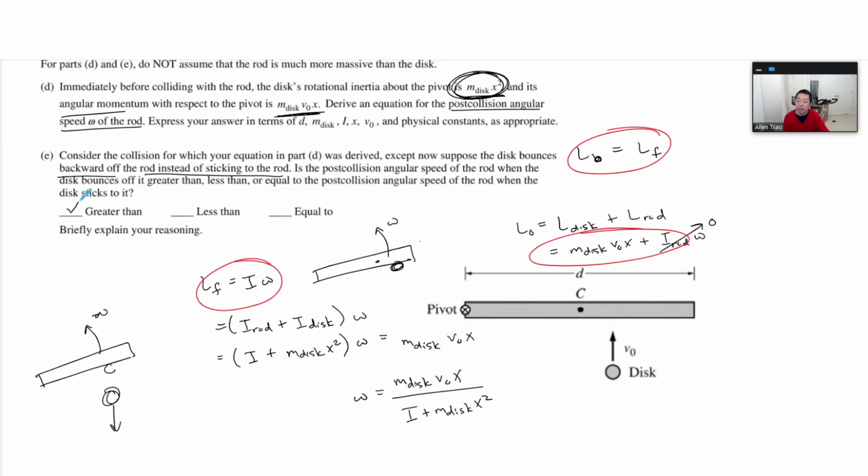It's going to be greater because what's going to happen now is, you started with the same angular momentum, like we're still going to do conservation of angular momentum. It's still a collision, okay? So we start with the same angular momentum. But the final angular momentum here is different because you would add the angular momentum of the rod plus the angular momentum of the disk. But the disk is now rotating in the clockwise direction.